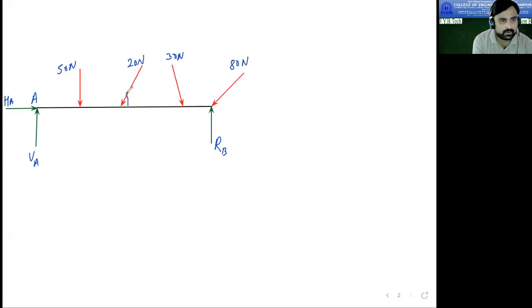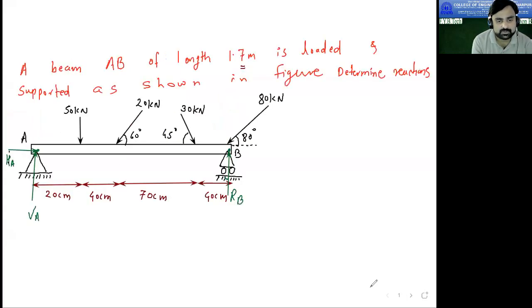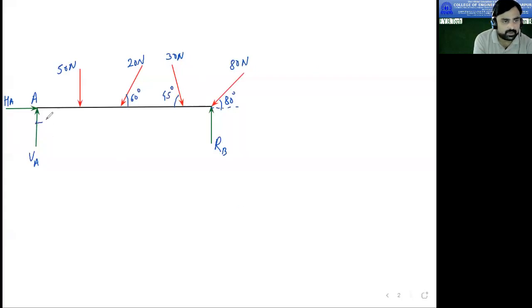Now the angle of this force is 60 degree, the angle of this force is 45 degree, and here the angle is 80 degree, and the distances are given. The distances here are 20, 40, 70, 50. I will write it in meters. This is 0.2 meter, then this is 0.4 meter, this is 0.7 meter, and the remaining is 0.4 meter.